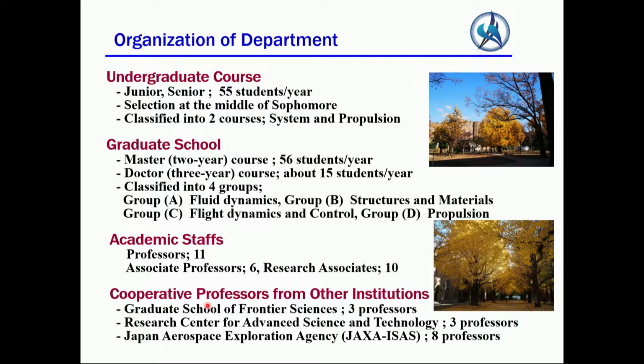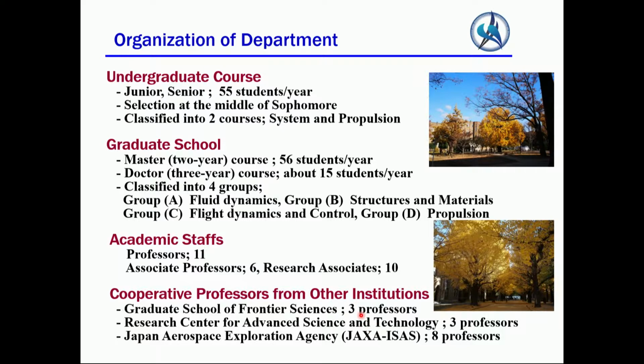And then, as I said, we have cooperating professors from other institutions. The first one, Japan Aerospace Exploration Agency, we have 8 professors. From the Graduate School of Frontier Sciences, at Komaba campus, we have 3 professors. And the Research Center for Advanced Science and Technology, also located at Komaba campus, we have also 3 professors. So we have many academic staff.